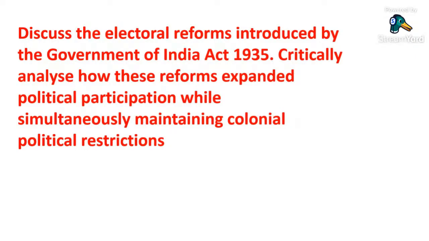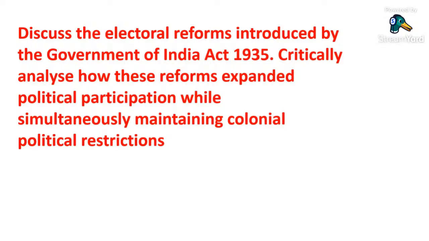Number one, expansion of franchise. The electorate was expanded to include approximately 10 to 12% of the Indian population based on property qualifications, income, and education. While this was an improvement from the earlier limited franchise, it still excluded a vast majority of the population, particularly the poor and illiterate.